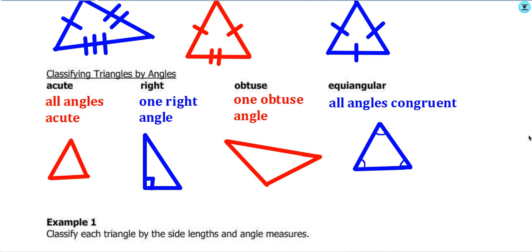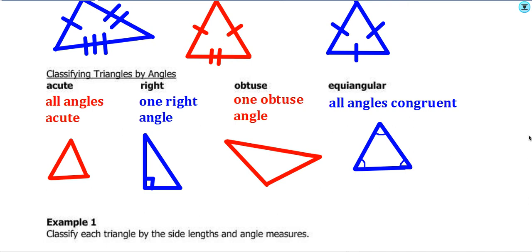Now we're going to take a look at classifying triangles by angle measurements. An easy way to remember how to classify triangles by their angle measurements is to look at the biggest angle of the triangle, because every triangle is going to have two acute angles. It's just a matter of what that biggest angle is. If the largest angle is an acute angle, then you have an acute triangle. If the biggest angle is a right angle, then you have a right triangle. If the biggest angle is an obtuse angle, then you have an obtuse triangle.